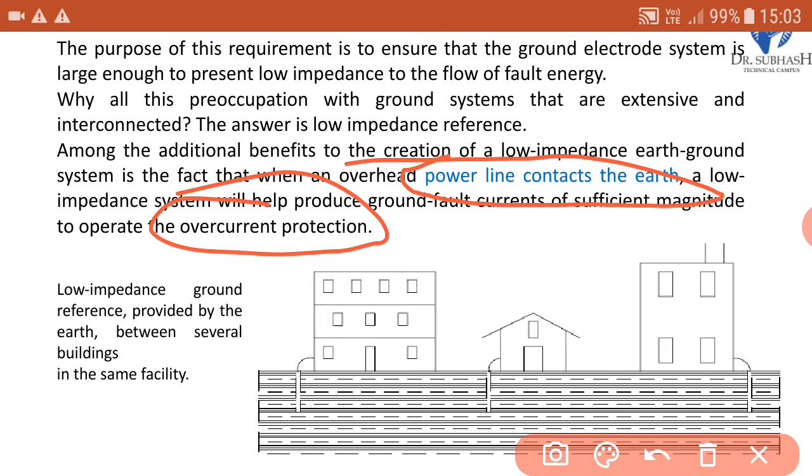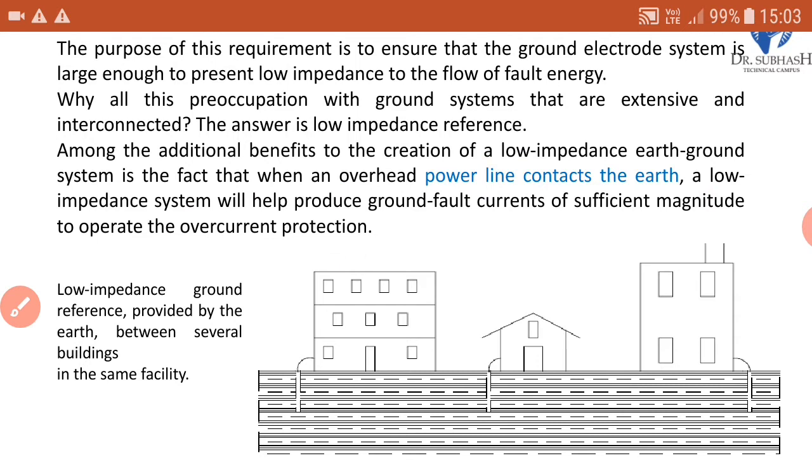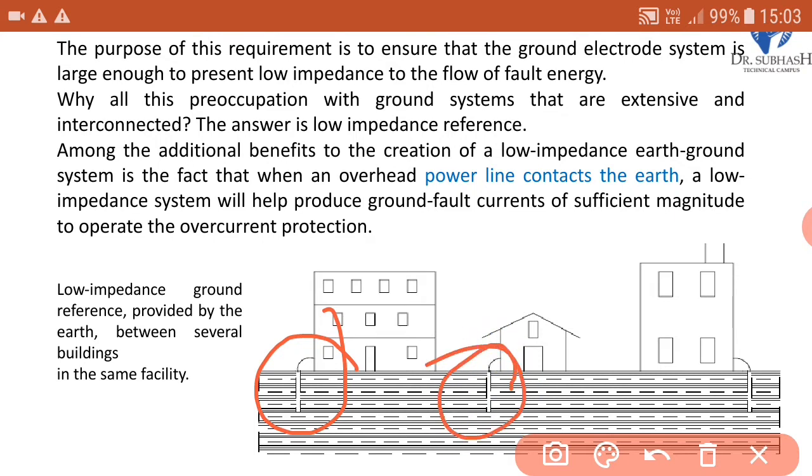Okay, here low impedance ground reference provided by earth between several buildings is given in this figure. Here we can see the grounding is done for this building, and in the same way the grounding is done in this building also, and in this building also. So low impedance ground reference is provided by earth between all these buildings in the same way.